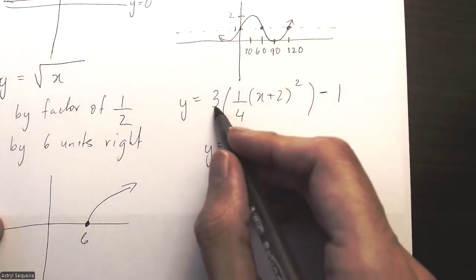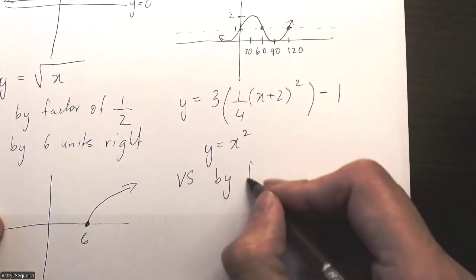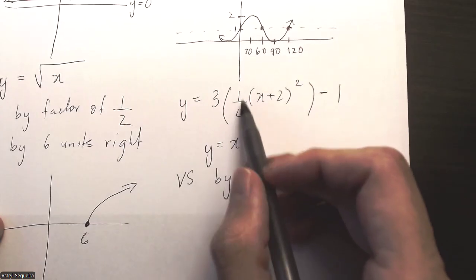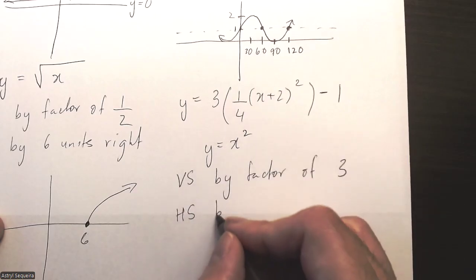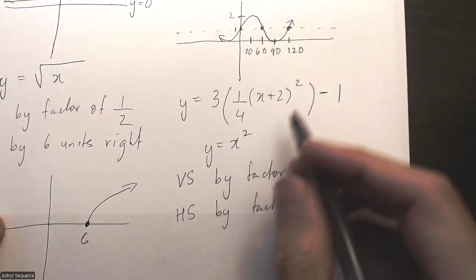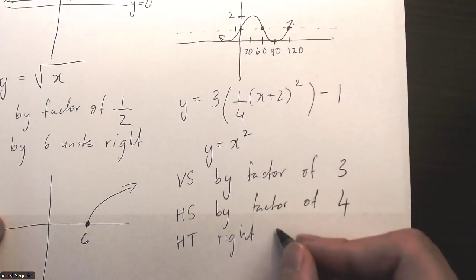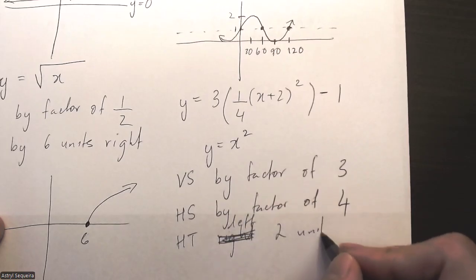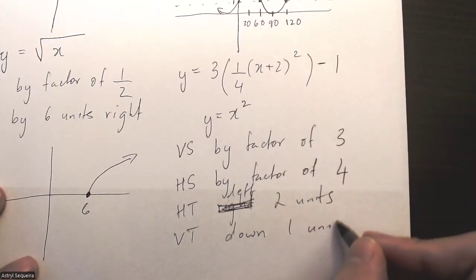This is a vertical stretch because it's larger than 1. So larger than 1 means stretch, smaller than 1 means compression. That's my a value. Don't have to flip this. It's the opposite for this over here. That's going to be a horizontal stretch because it's smaller than 1, and we have to flip it. So for horizontal translation, left, 2 units, vertical translation, down 1 unit.